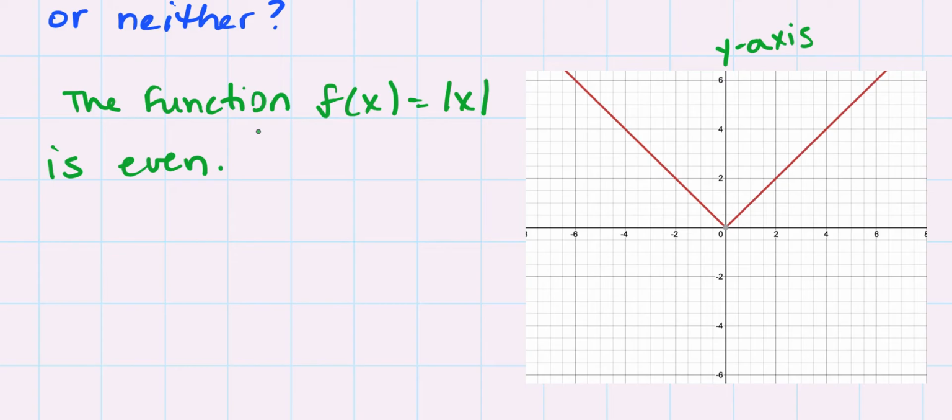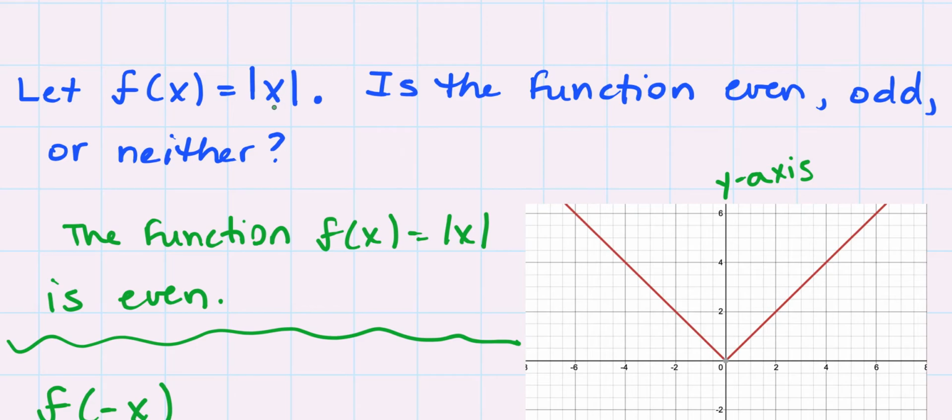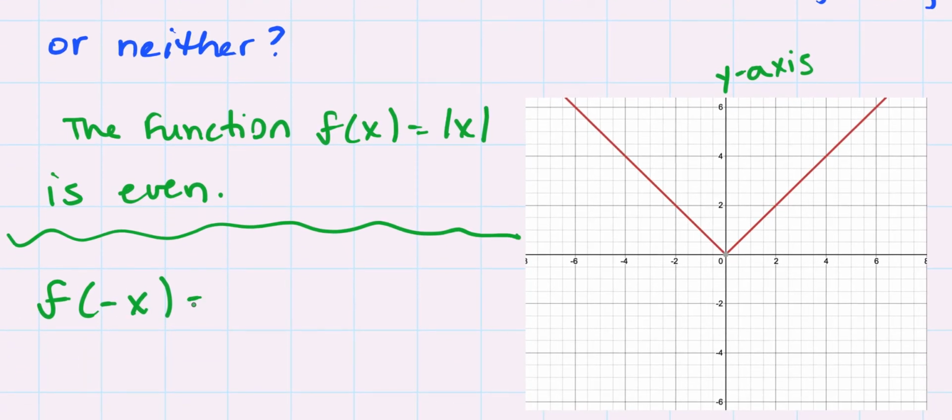Now, if I didn't give you the graph and you didn't know what it looked like, you can just use this test where we plug into the function negative x and see what we get out. So if I plug in negative x, wherever I see an x, I'm going to put negative x. So I'm taking the absolute value of negative x, and the absolute value always gets rid of the negative. So we're going to get just the absolute value of x, because this negative goes away.